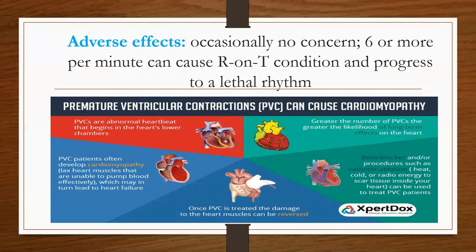And then next we have our PVCs, which can cause cardiomyopathy. They are an abnormal heartbeat that begins in the heart's lower chambers. The greater the number of PVCs, the greater the likelihood of long-term effects on the heart. So we see the adverse effects. If the patient just has occasional PVCs, the doctor may not be so concerned with it. However, when they start to have 6 or more per minute, they can get into what's called an R on T condition, and then quickly progress into a lethal rhythm.